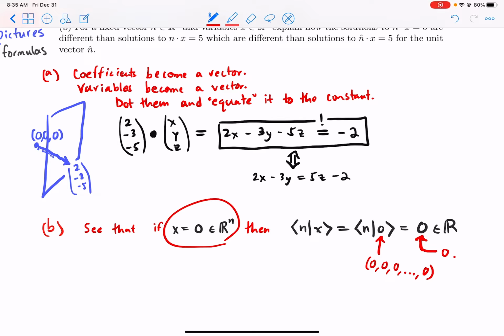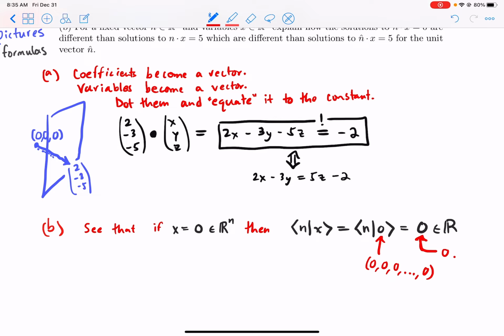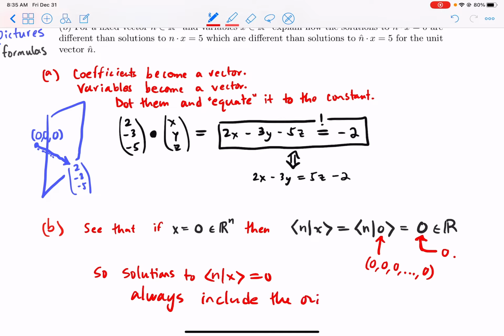Okay, I got sidetracked yet again. Let me finish this sentence. See that if this, then this. So solutions to n dot x equals 0 always include, this is the key, always include the origin.